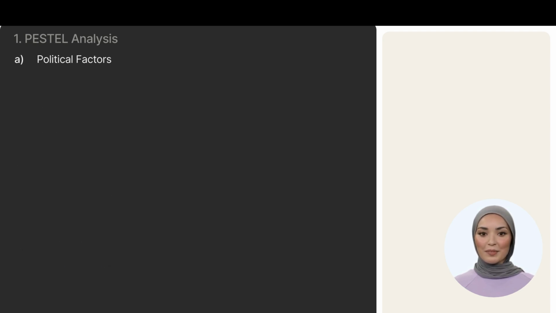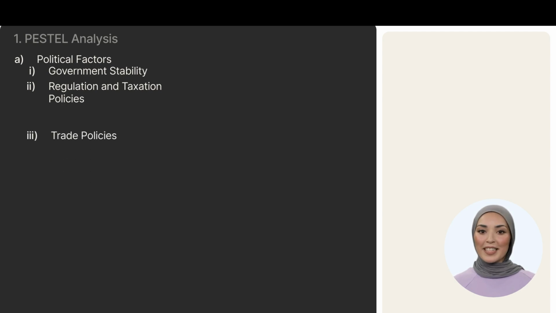Political factors. Government stability. A stable political environment fosters confidence and predictability. Conversely, political instability can lead to uncertainties and risks for businesses. Regulation and taxation policies. Policies on taxation, labor laws, trade tariffs, and environmental regulations can affect business costs and operational decisions. Trade policies, international trade agreements, tariffs, and trade barriers impact global supply chains and market access.